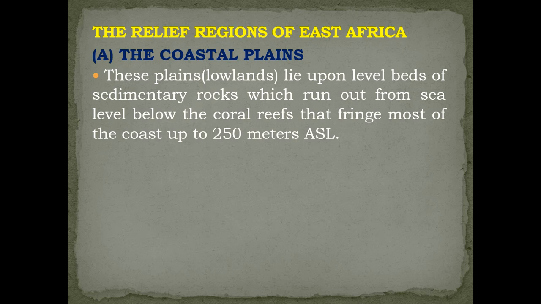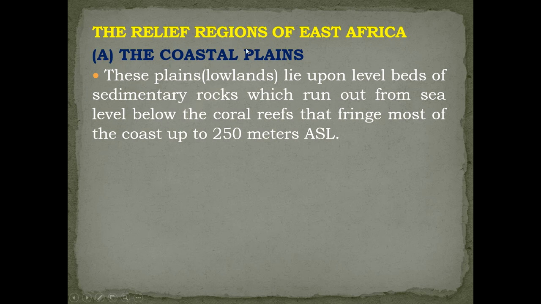bordering the Indian Ocean. That's why they're called coastal, because they are bordering a major water body, which is the ocean. So these are plains. A plain is a relatively flat area. So that's why we say these are plains, in brackets, lowlands, which lie upon the sedimentary rocks. In future, we shall look at the rocks that make up East Africa, and we shall look at what sedimentary rocks are.